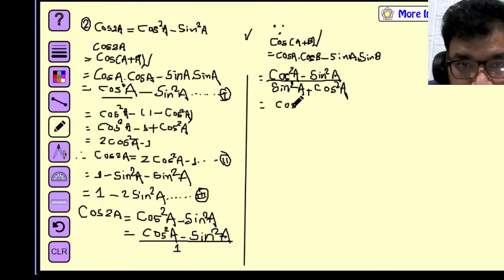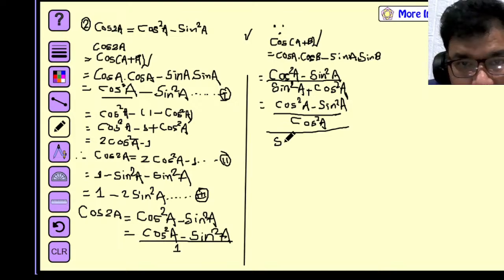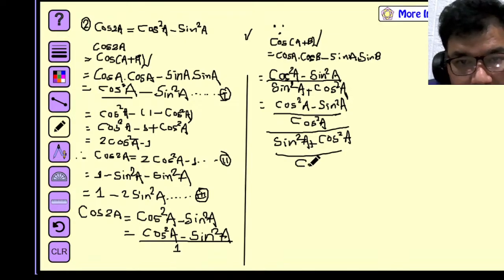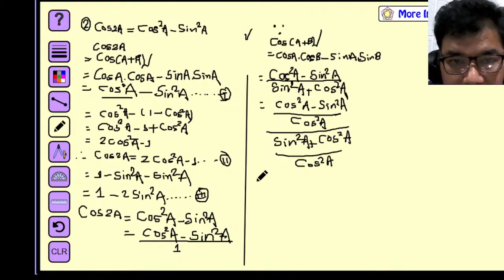Then here, the numerator is cos square A minus sine square A, whole upon cos square A, and the denominator is sine square A plus cos square A, and this denominator also is divided by cos square A. Then when you separate this, cos square A divided by cos square A, and sine square A by cos square A. Then cos square divided by cos square will be like this.